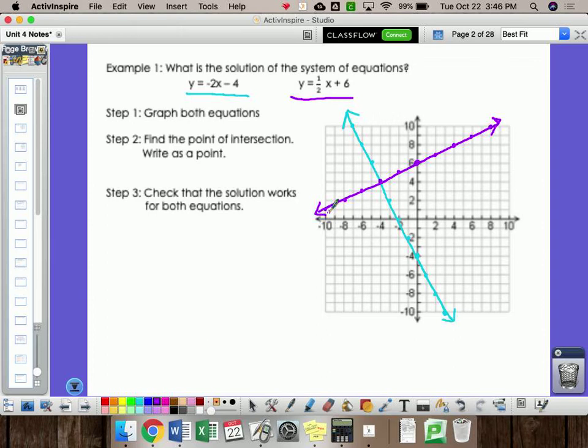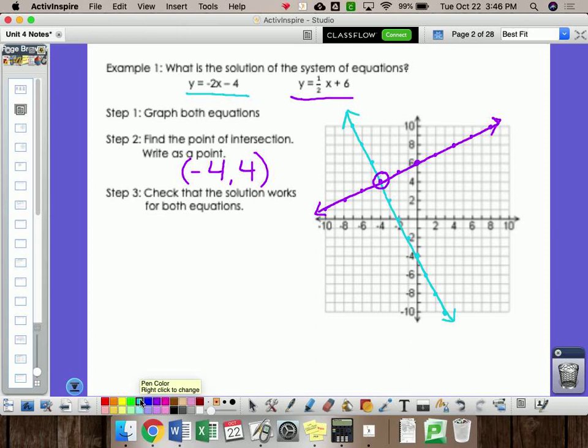Once I graph those two lines, I can see that they crossed at this point right here, which is the point (-4, 4). So that is my solution, the point where they cross. Now, I can check that this worked for my equations. That means that that point, (-4, 4), should be a solution to both the equations that I tried.